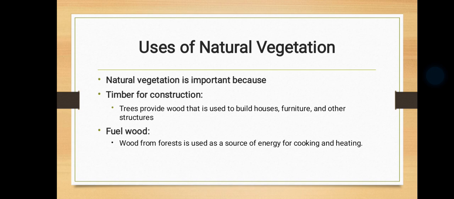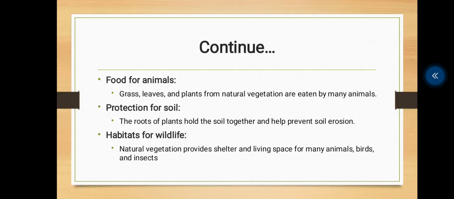Then we have fuel wood. Many people use plants as fuel wood for cooking and heating. Then we have food for animals. Natural vegetation also provides food for animals, especially in grazing areas. Another important benefit is that vegetation helps protect the soil from erosion by holding it together with roots.